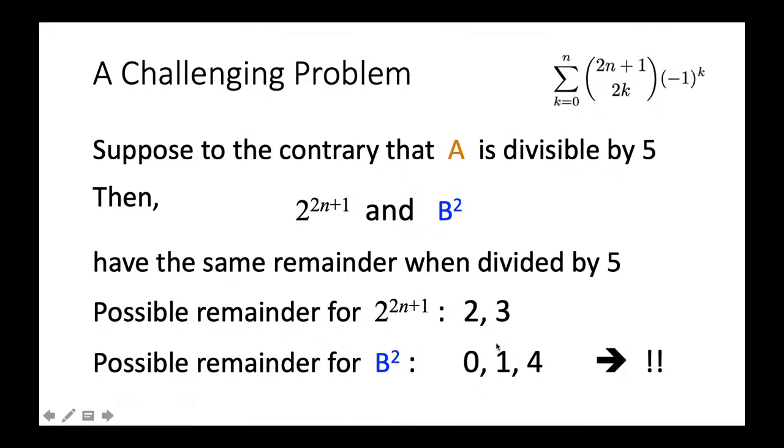We see that these two do not have any overlap. So what does that mean? It means that these two numbers cannot have the same remainder. And a contradiction occurs because we are saying that they have the same remainder here, but we have concluded that they cannot have the same remainder. So we get a contradiction. So in that case, we really show that this is a wrong assumption. So a is not divisible by 5.